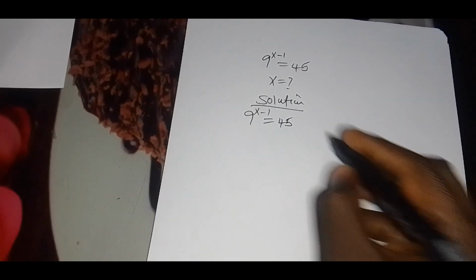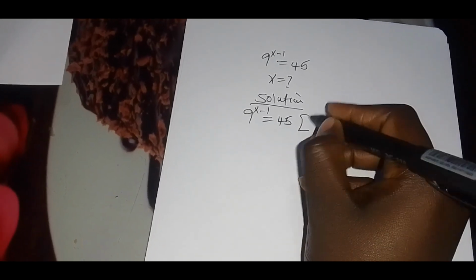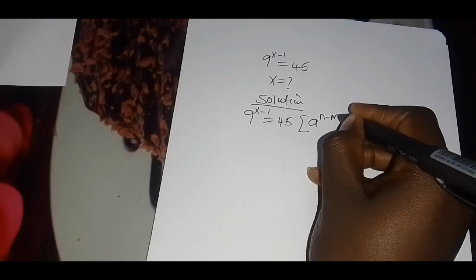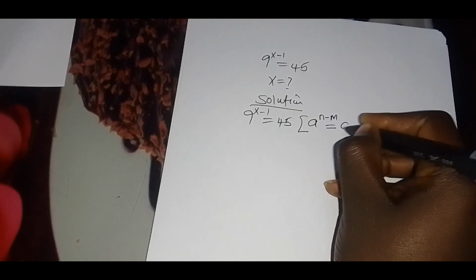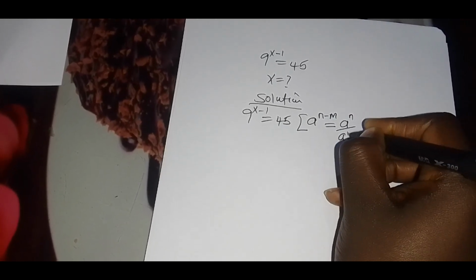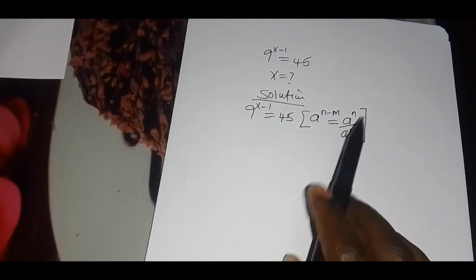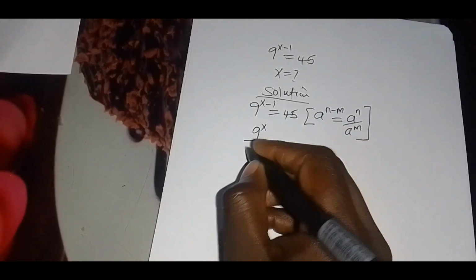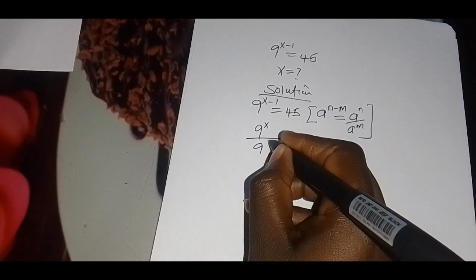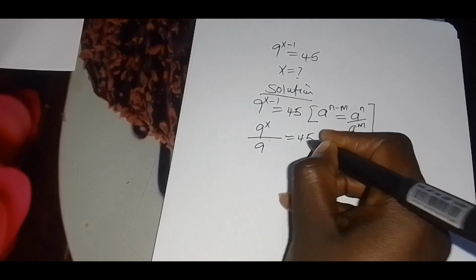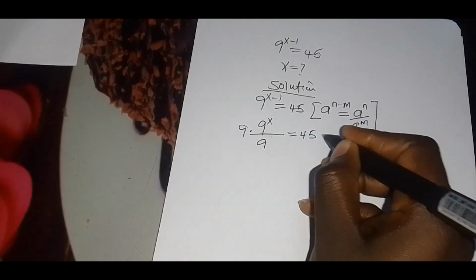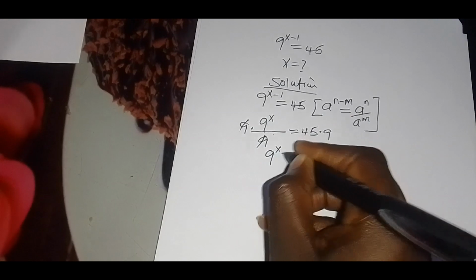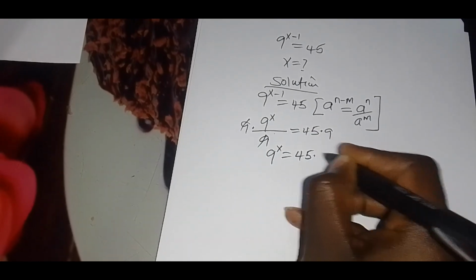So the first thing, applying the indices identity, that a raised to power n minus m can be expressed as a raised to power n divided by a raised to power m. So we apply this identity so that we'll have 9 raised to power x divided by 9. This is equal to 45. So we multiply both sides by 9. So that we'll have 9 raised to power x. This is 45 multiplying by 9.